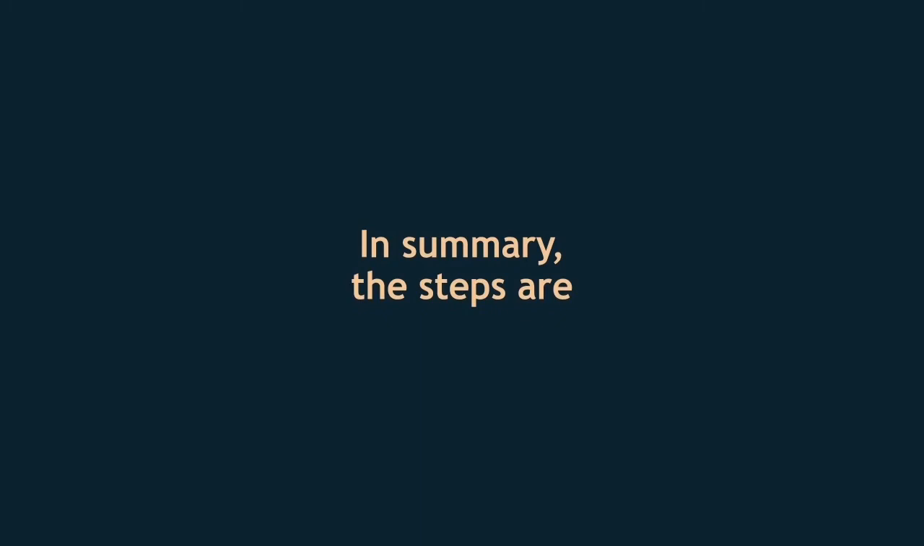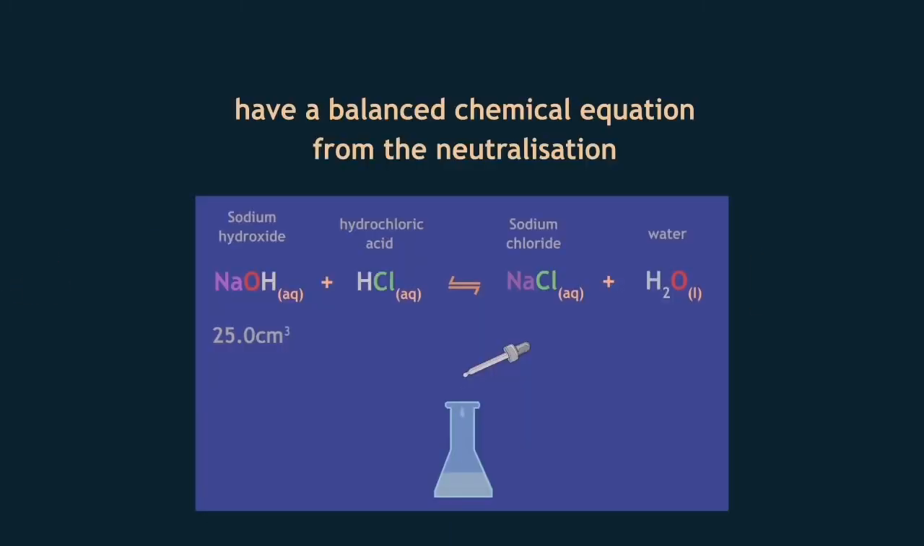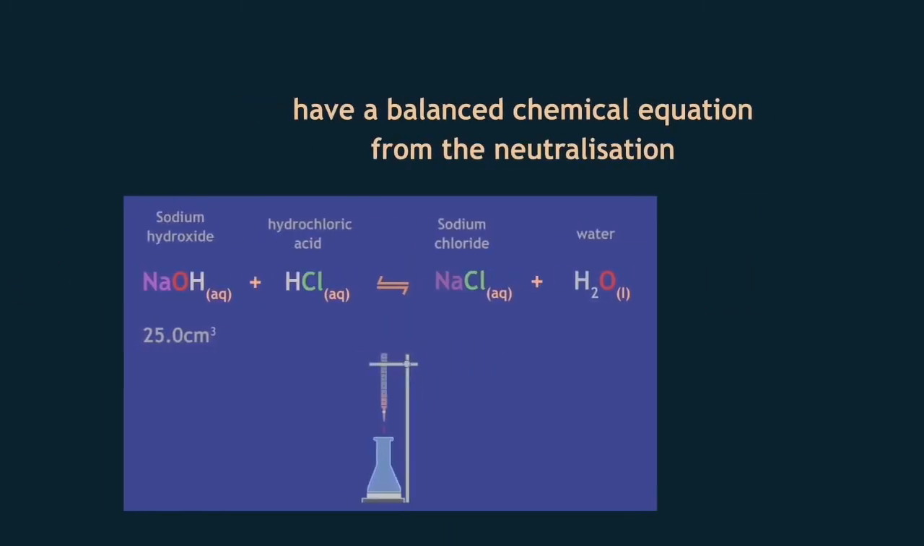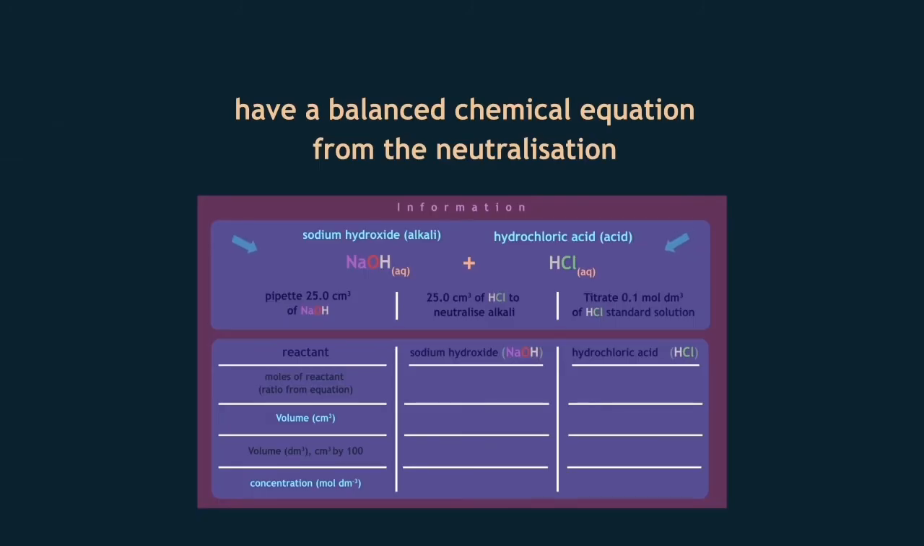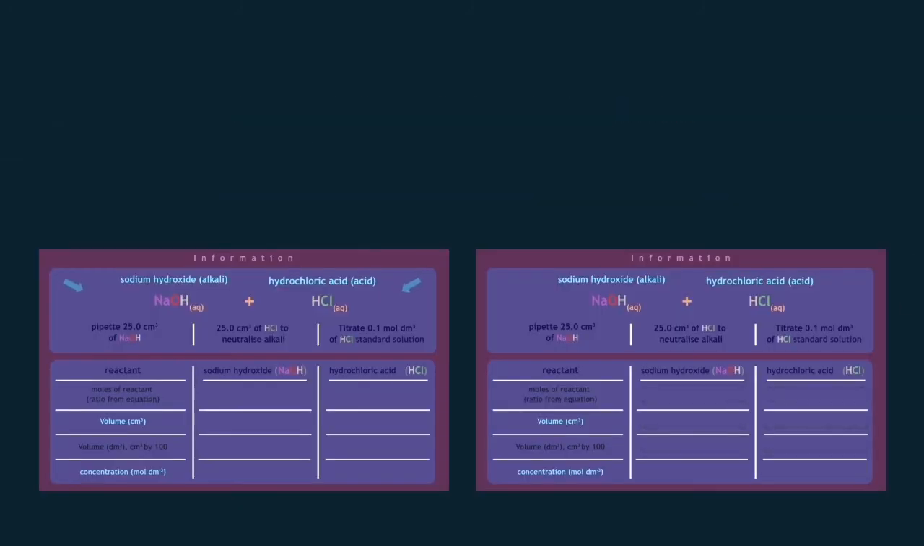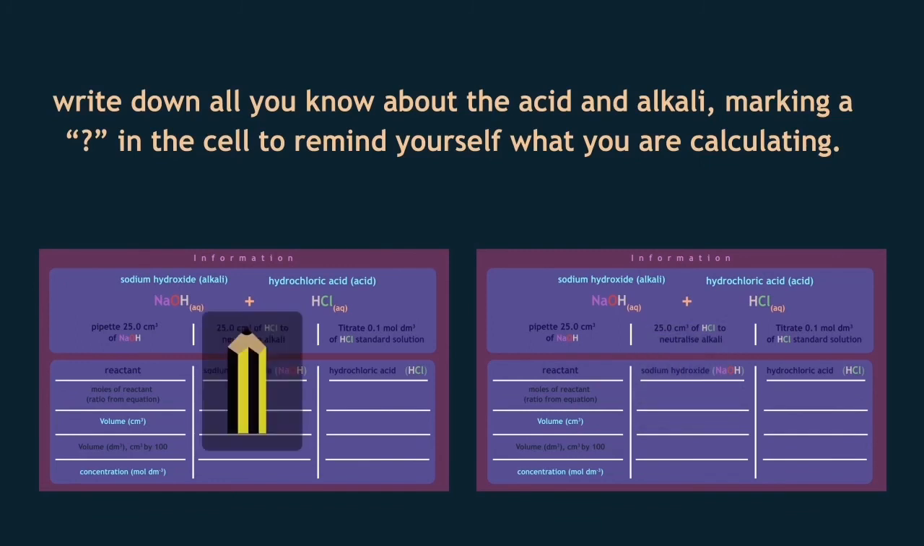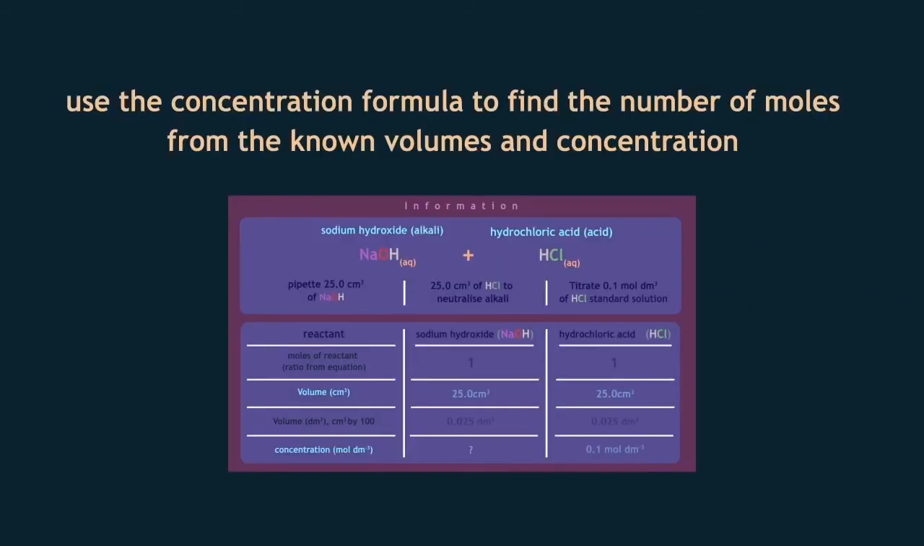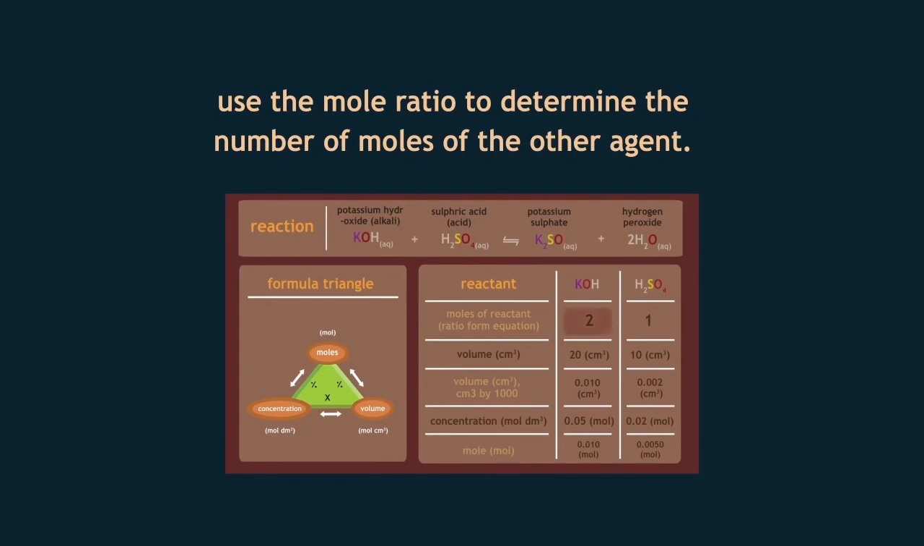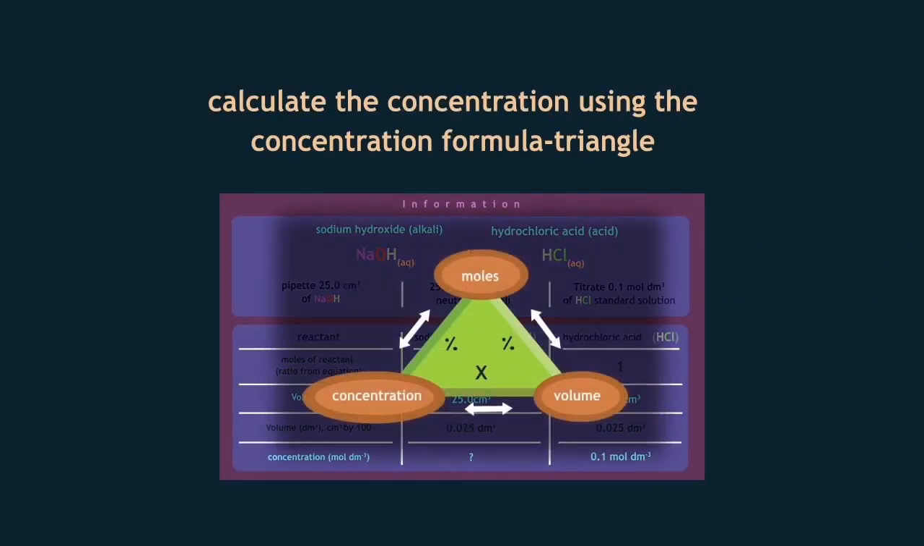In summary, the steps are: 1. Have a balanced chemical equation for the neutralization. 2. Set up the table as shown. 3. Use the question and write down all you know about the acid and alkali, marking a question mark in the cell to remind yourself what you are calculating. 4. Use the concentration formula to find the number of moles from a known volume and concentration. 5. Use the mole ratio to determine the number of moles of the other reagent. And 6. Calculate the concentration using the concentration formula triangle.